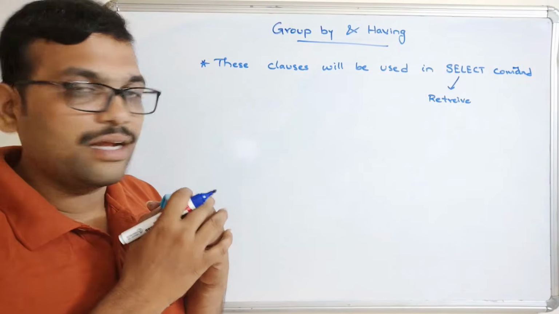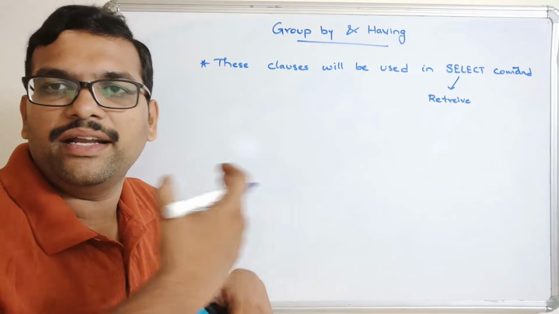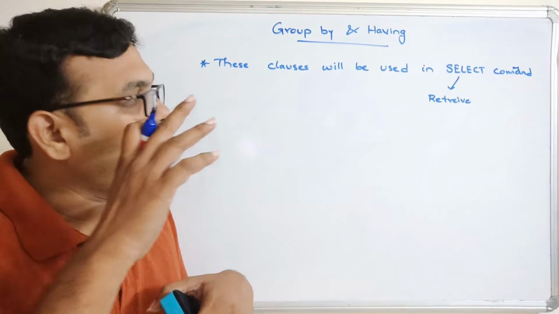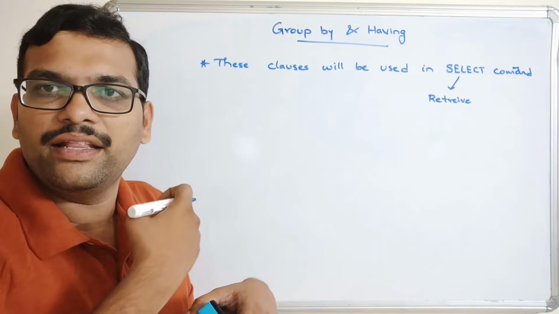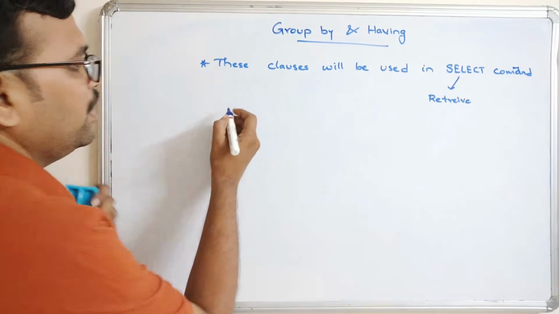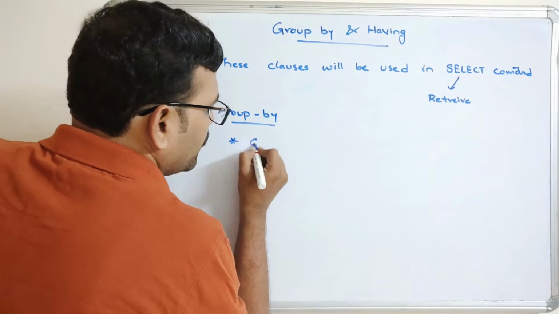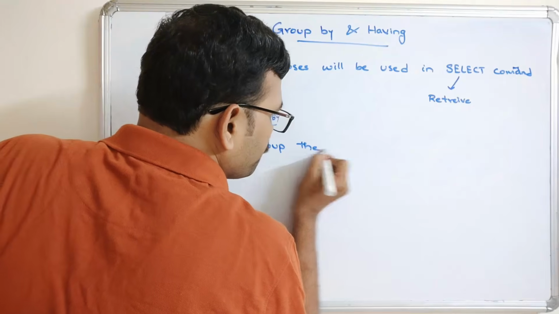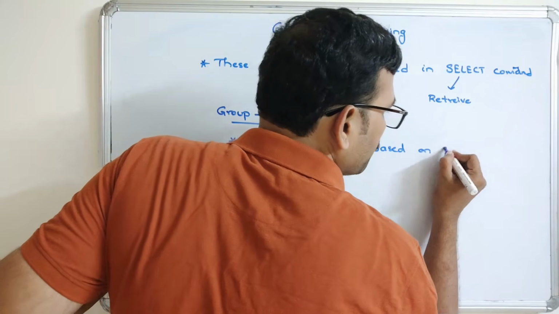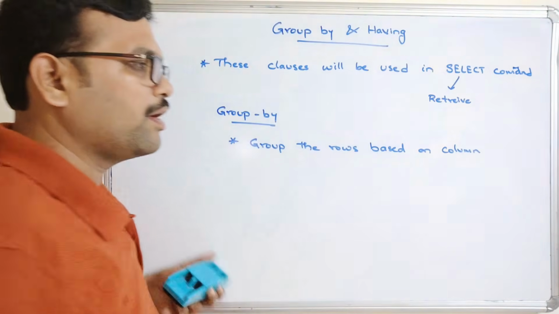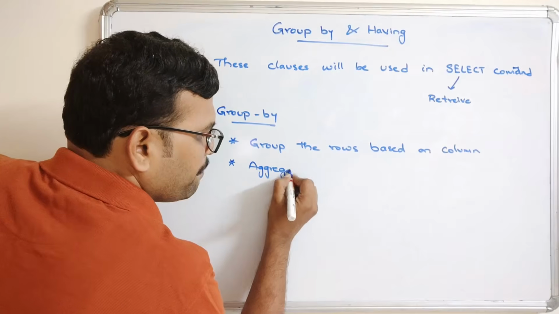In this select command we have already seen the where clause and the order by clause. The where clause is to get the data based upon conditions, and the order by clause is used to order the data in either ascending or descending order. Similarly, the group by clause is used to group the rows based upon the column value, and here we are supposed to use the aggregate functions, which we have covered in the previous session.